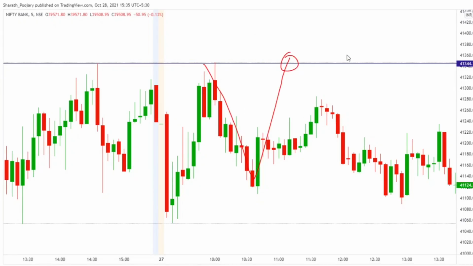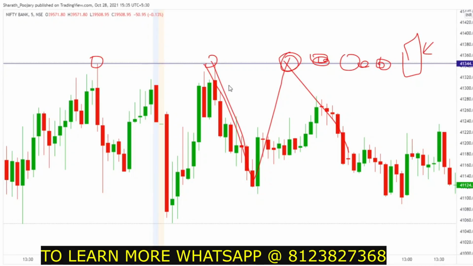If this resistance level is tested so many times, then this level will become weak. We should look for breakout trades at this point. Most of the time, the second time there will be a reversal, or most of the time, the third time there will be a reversal. After that, this level will become weak. We should look for breakout trades at this resistance level. So this is the basic concept of buyers and sellers, the battle between buyers and sellers at an important level.